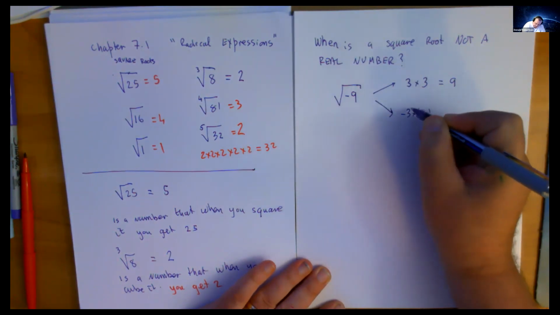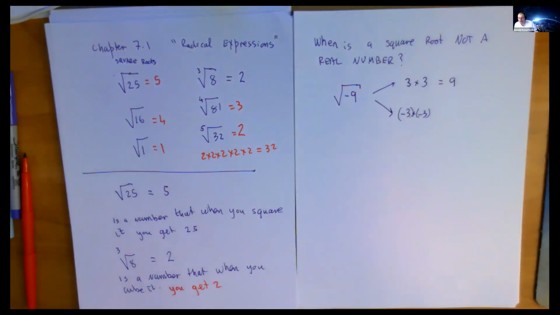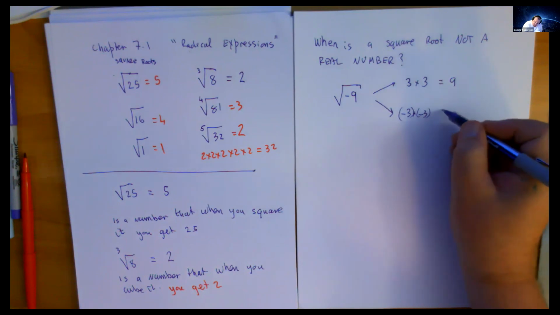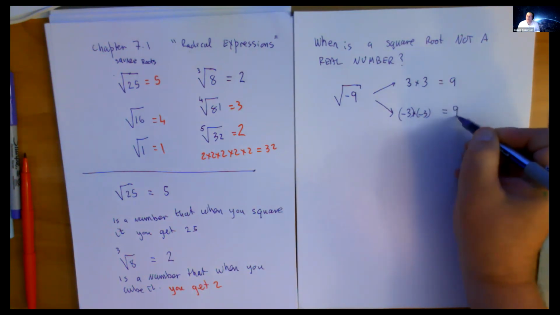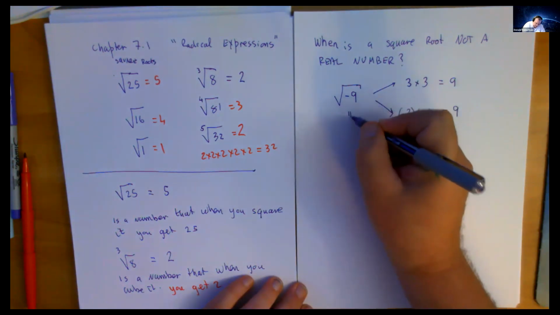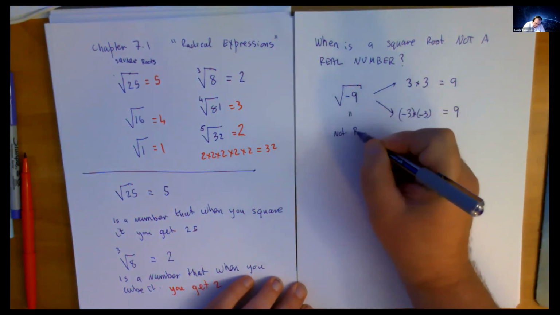And you can't mix and match. If you pick a number, you've got to use it all the time. But what does -3 times -3 get us? It also gets us 9. So we would say that this fella is not real.